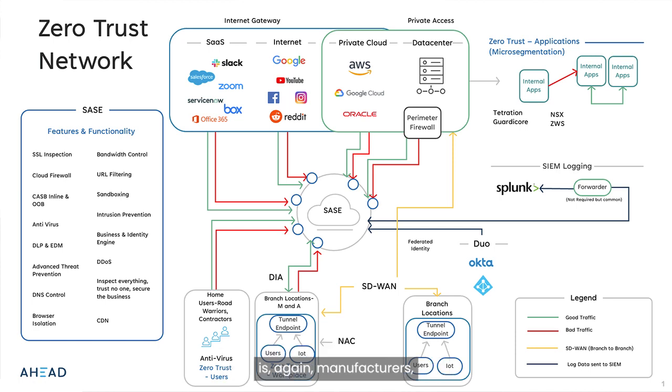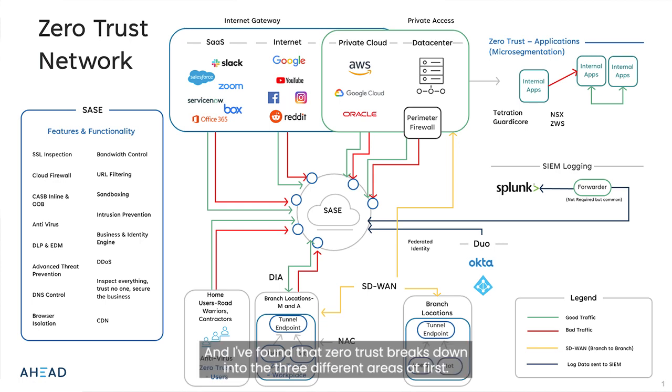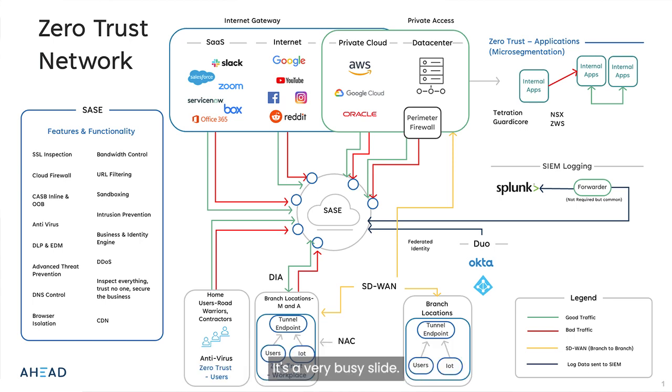What we found is that manufacturers go out there and really confuse this because they say, well, we can do zero trust. And I found that zero trust breaks down into 3 different areas at first. There's a lot going on in this very busy slide, but let me walk through it and it'll help give you some clarity on how we define these 3 areas.